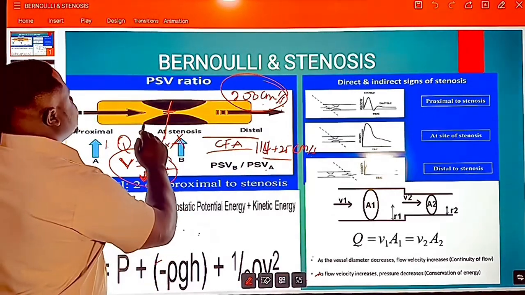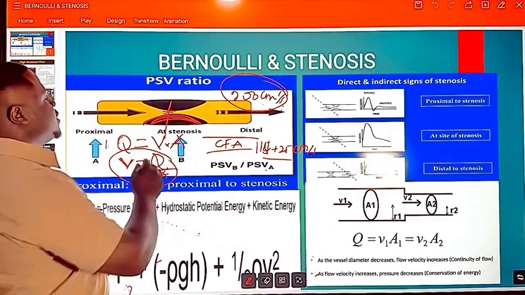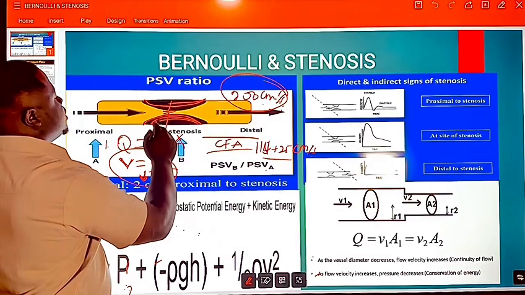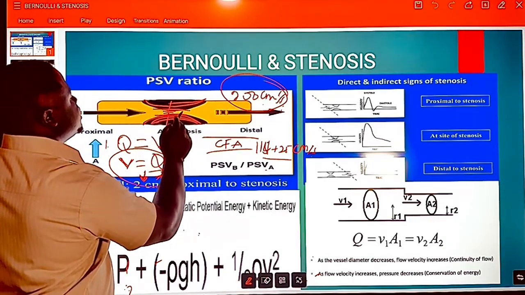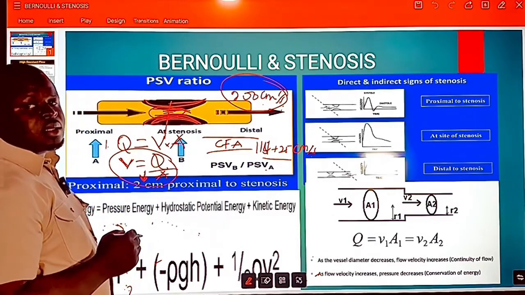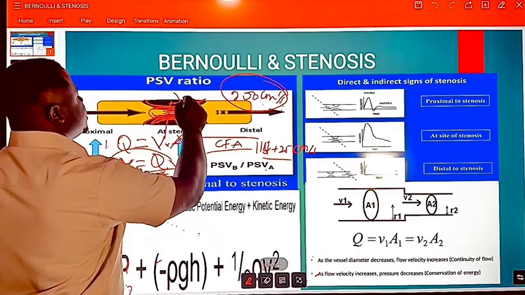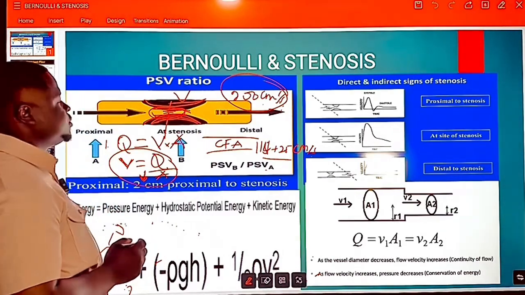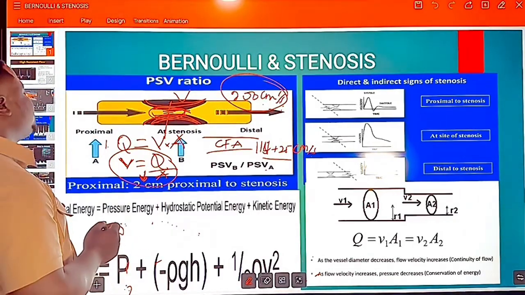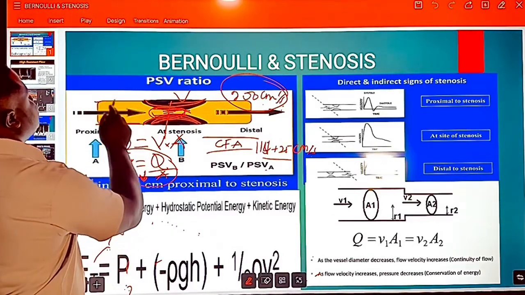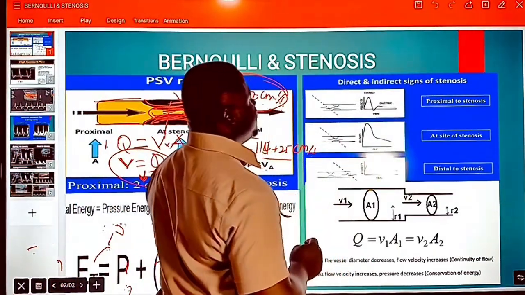Now, there's an atheroma along the vessel wall here, meaning that the area is going to decrease. Once there's area reduction here, velocity is supposed to increase. Blood flows from an area of higher pressure to an area of lower pressure. So here we have the direct and indirect signs of stenosis.